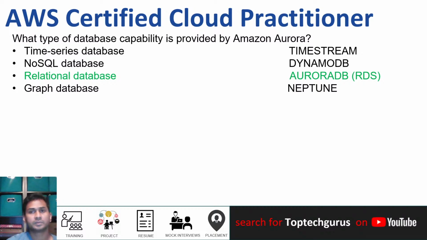The graph database that we have in Amazon AWS is Neptune. The NoSQL database that they have is DynamoDB predominantly, but it could also be DocumentDB. The time series database is Timestream. So those are our options.